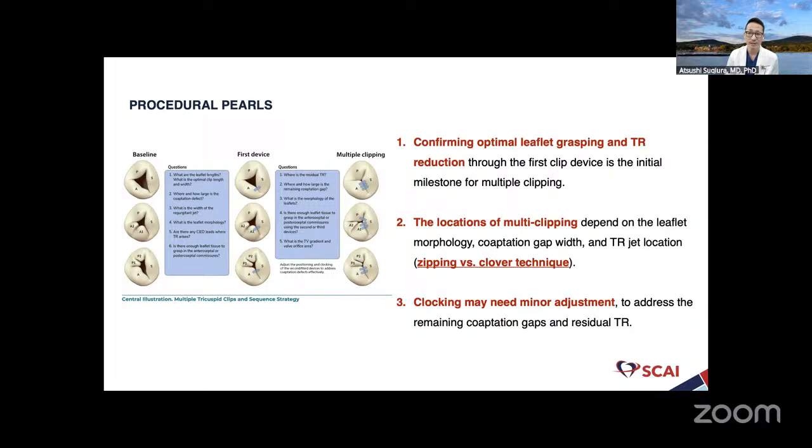Confirming optimal leaflet grasping and TEER reduction through the first device is the first step for multi-clipping. The location of multi-clipping depends pretty much on the leaflet morphology, coaptation gap width, and TEER jet location. And clocking is really important and may need minor adjustment, not always perpendicular to the coaptation line.